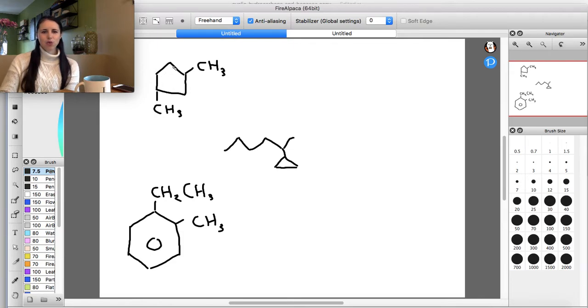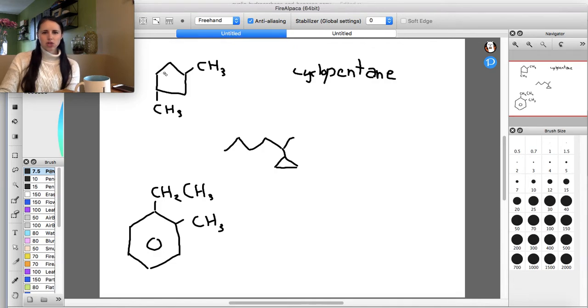I count 5 corners, 1, 2, 3, 4, 5. So this is going to be a pent. I don't see any double bonds, so this is actually going to be a pent-ane. I've got that circular shape, so I'm going to put the term cyclo out in front here. So this is now cyclopentane. That describes this circular shape here.